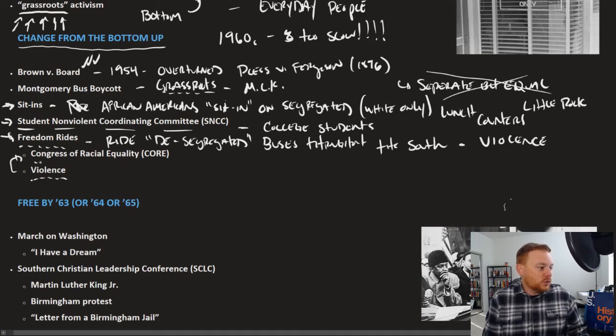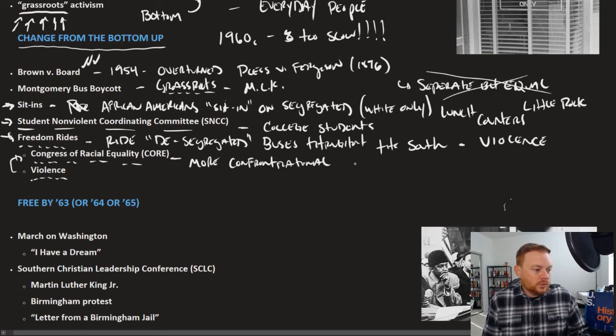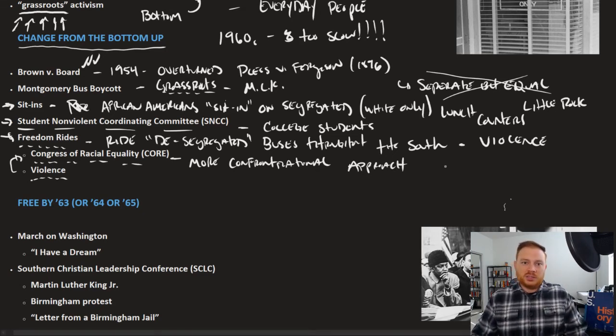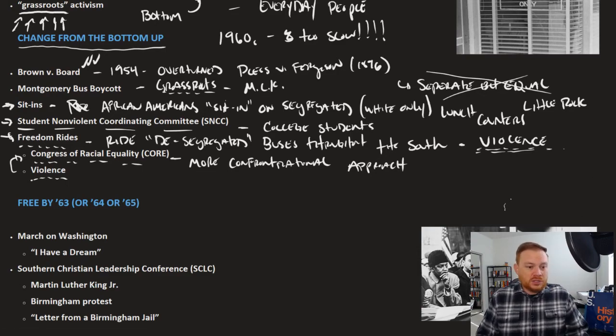The Freedom Riders were organized by the Congress of Racial Equality, or CORE. They took a much more confrontational approach, so much so that people like Martin Luther King Jr. were a little bit uneasy with the idea of the freedom rides, that this was just too dangerous. But those individuals risked life and limb in order to bring this to the forefront of American politics.